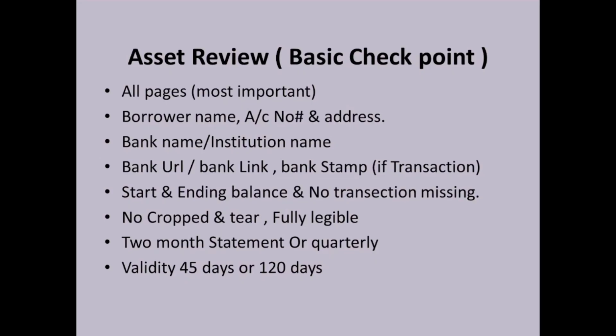Sometimes you might receive transactions of 1 or 2 pages. In those cases, you are supposed to have the bank link or stamps. You can have the bank account number or the borrower name and the address in the transaction, but you do not have the URL or the institution name or any bank stamp. So in that case you need to have the bank stamp or bank link in that transaction.